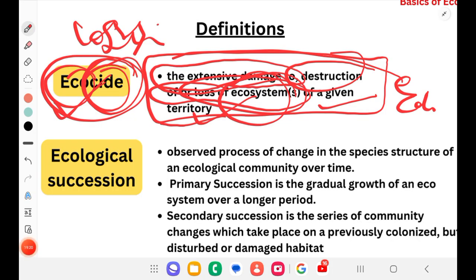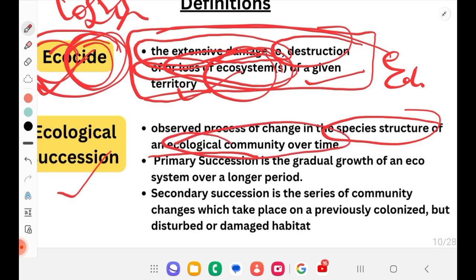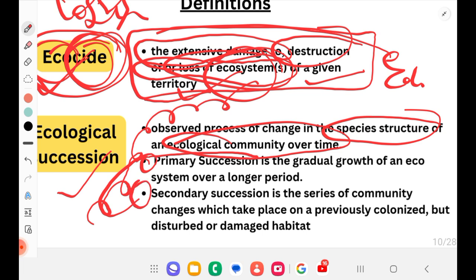Now the next one is ecological succession. It is the observed process of change in the species structure of an ecosystem or ecological community over time. If a species structure is changing over a period of time, then it is called ecological succession. So in that also we have two types, primary and secondary, right? One is primary, the second one is secondary. Primary succession is a gradual growth of an ecosystem over a longer period. That is, if it is a grass, it should go to tree.